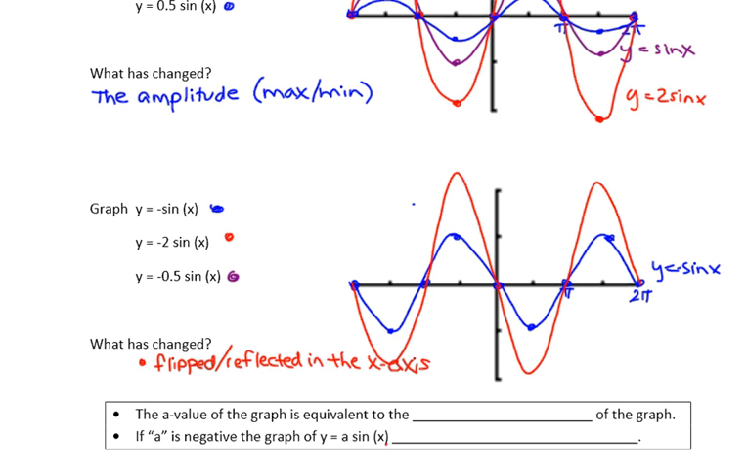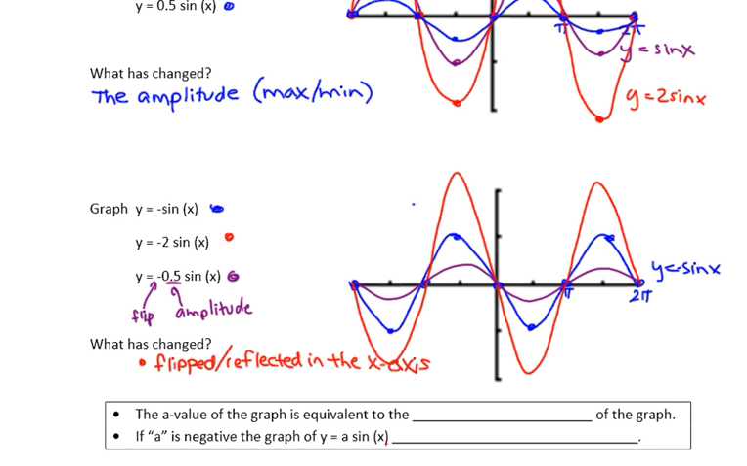What does the A value do? So the negative flips it, and then what does the A value do? What does it tell you? Your amplitude. It tells us our amplitude. Okay? It tells us our max and min, right? So our amplitude is only 1/2. It's only half as high.